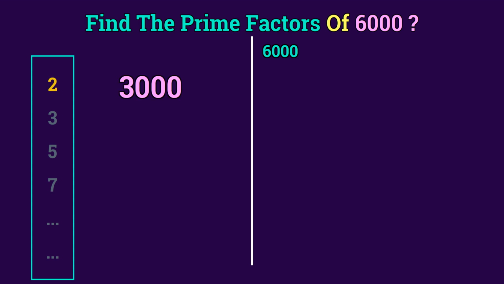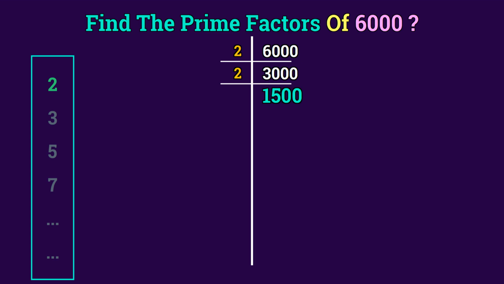So 6000 divided by 2 equals 3000. Dividing 3000 by 2, which equals 1500. So 3000 divided by 2 equals 1500.